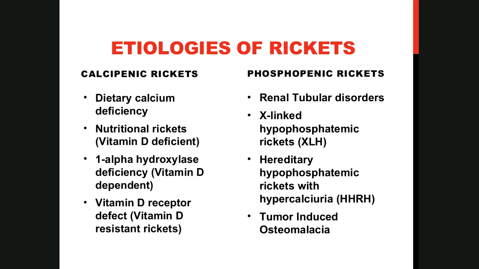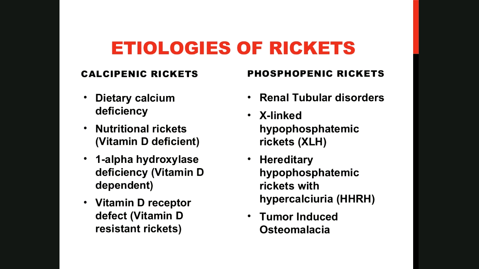And these include 1-alpha hydroxylase deficiency, which used to be known as vitamin D dependent rickets, and then vitamin D receptor defects or mutations. So 1-alpha hydroxylase, again, is the enzyme which converts the storage form of vitamin D to calcitriol, which is the active form of vitamin D. And then obviously when you have a vitamin D receptor defect, you do have normal levels of vitamin D, the storage and the active forms, but you're not able to respond to the vitamin D.